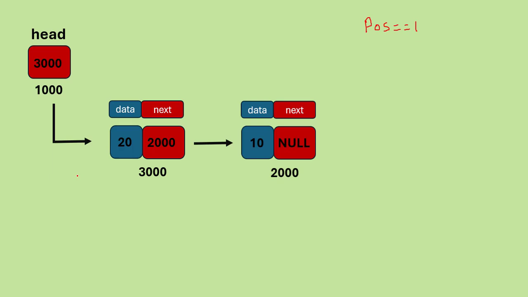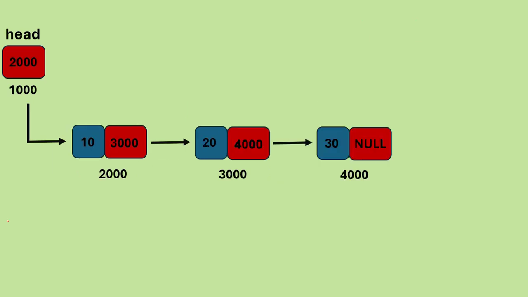If the position is not equal to 1, we have to go with other logic. Now let's discuss the case where the position is not equal to 1. So what should I do? Let's take the position value equal to 3. I want to insert the element at position 3, that is, after 20 I have to insert.